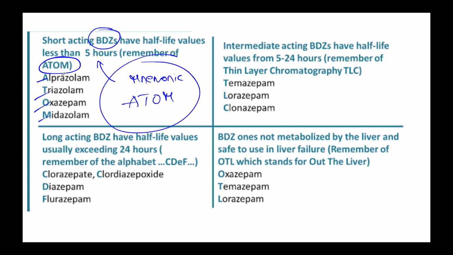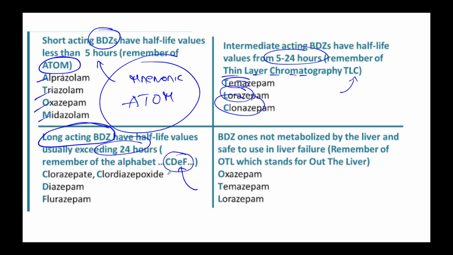Then what are intermediate acting benzodiazepines whose half-life is 5 to 24 hours? Remember thin layer chromatography, TLC: temazepam, lorazepam, clonazepam. Then what are the long-acting benzodiazepines whose half-life is more than 24 hours? You remember C, D, E, F: clorazepate, chlordiazepoxide, diazepam and flurazepam.